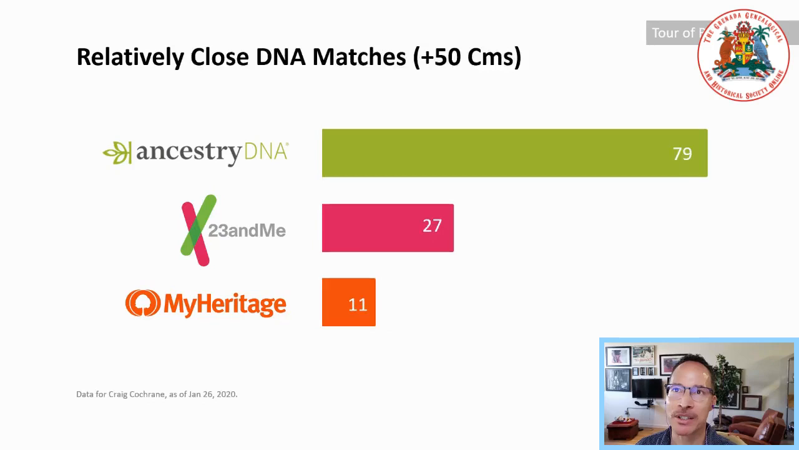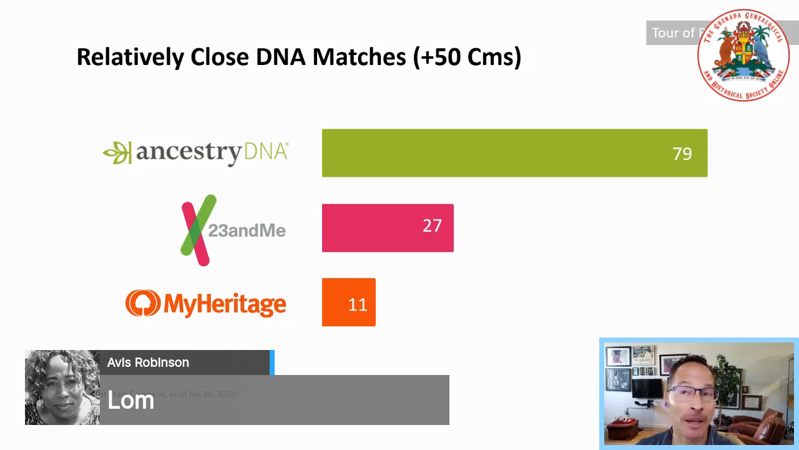And here's another way to look at the size-wise comparison. These are my matches that are over 50 centimorgans. And that 50 centimorgans is just my arbitrary number. And 50 or more kind of means a closer relationship to you. So a third cousin, a second cousin, or more.